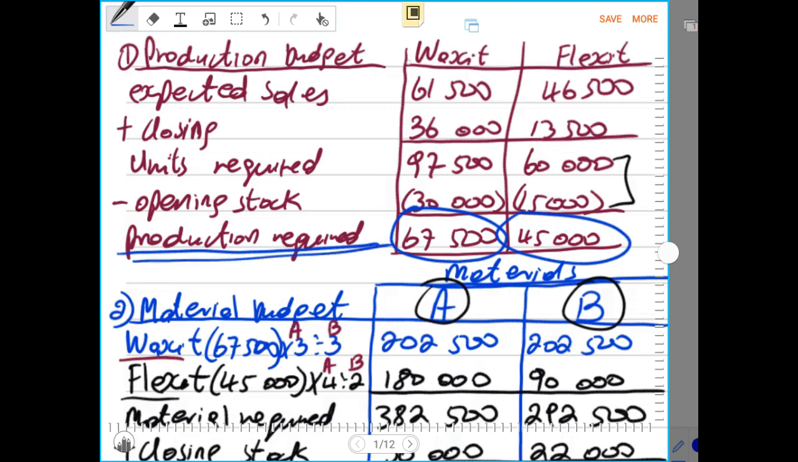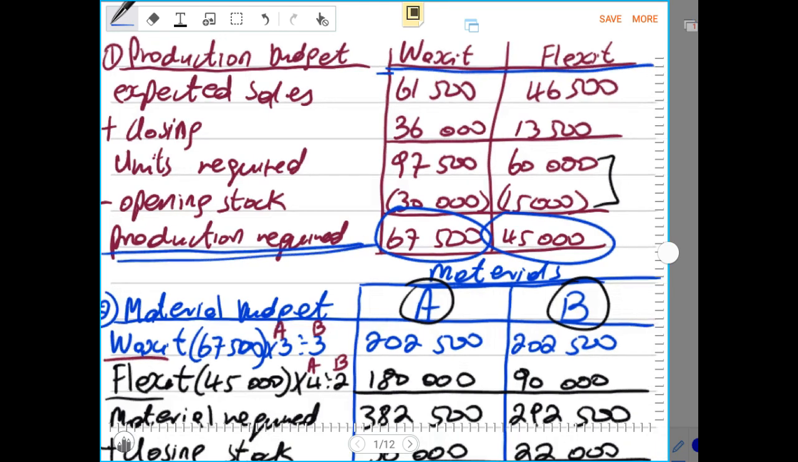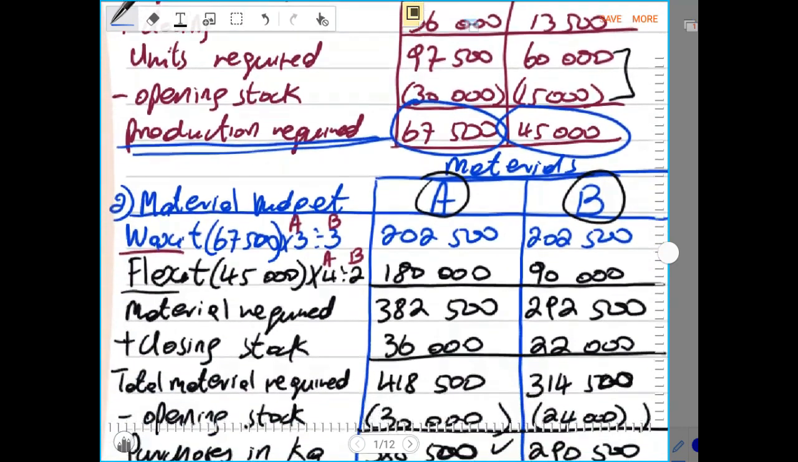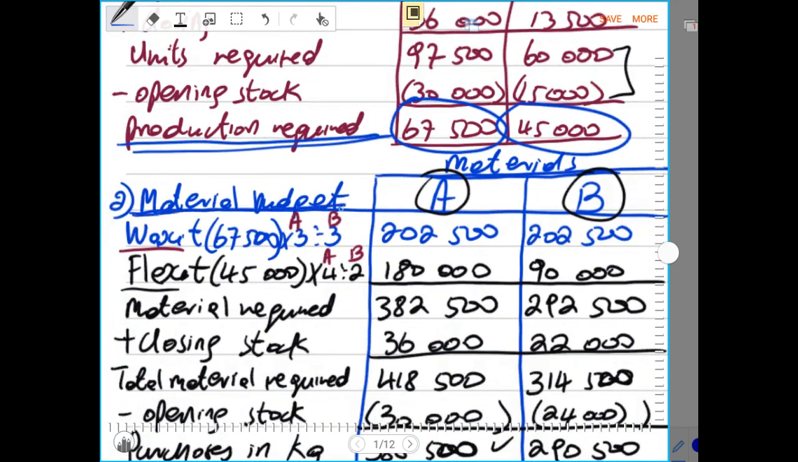This budget becomes very critical because all the budgets depend on it. If you remember, under the material budget we also needed the 67,500 units, which come from there, and we needed the 45,000 units, which came from there.